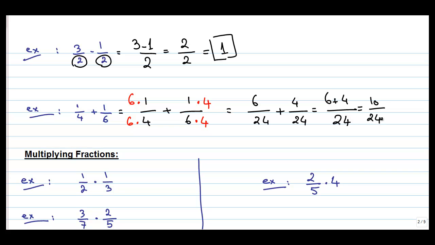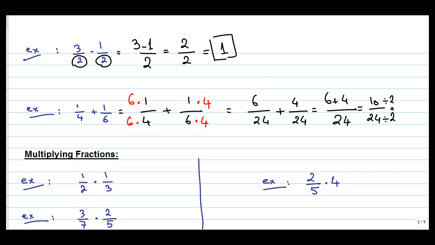Now for this fraction, let me tell you that it's not in the simplest form. You have to simplify it further. As I told you, if a calculator is not allowed in this case, you have to do it mentally. It's very simple. Ask yourself, what number can these two numbers be divided by? You can see 10 can be divided by 2. It's divisible by 2, and 24 as well.